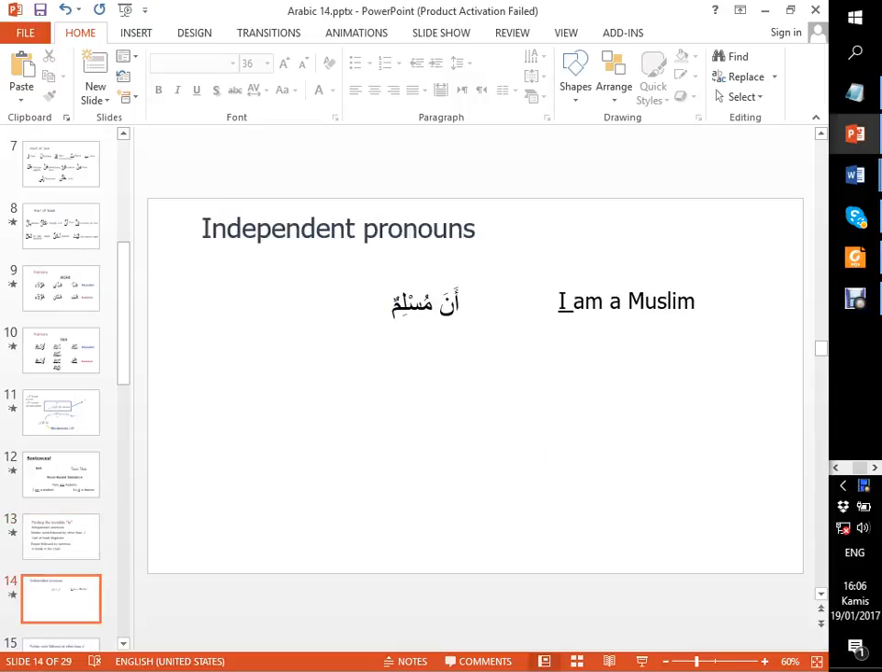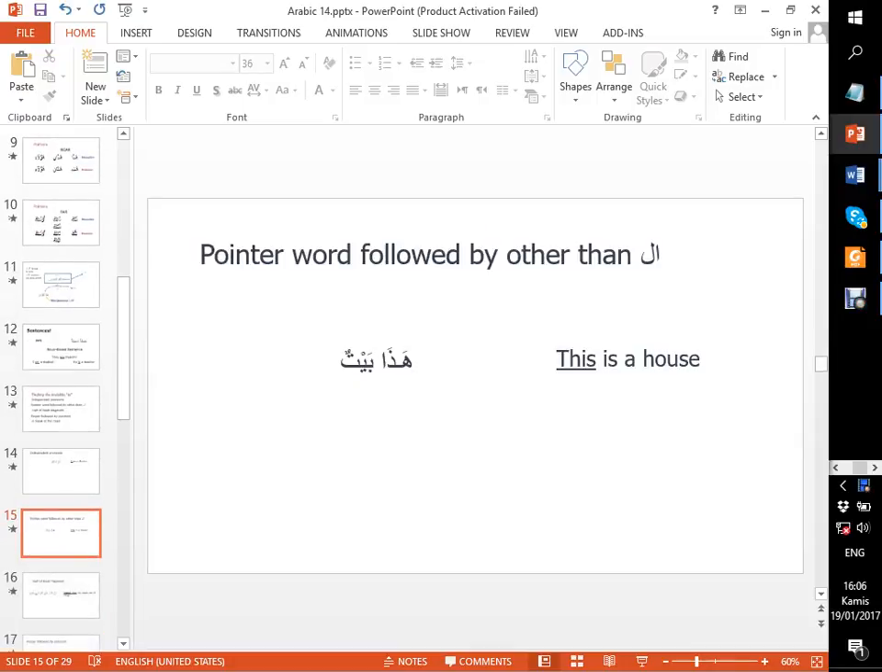So like in the independent pronouns, like ana muslimun, ana, I. After independent pronouns, you should put to be. I am Muslim. Okay. And pointer word, like I've mentioned before, hada. After hada is to be, but it should not have alif lam in between. Okay. Hada baik. It is a simple sentence.